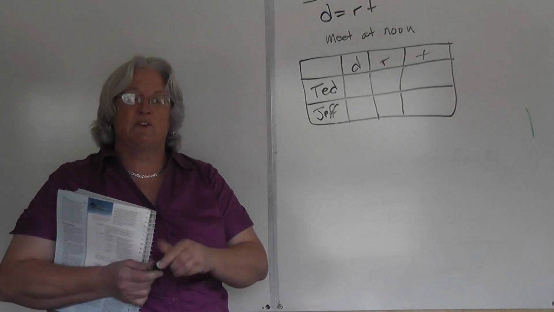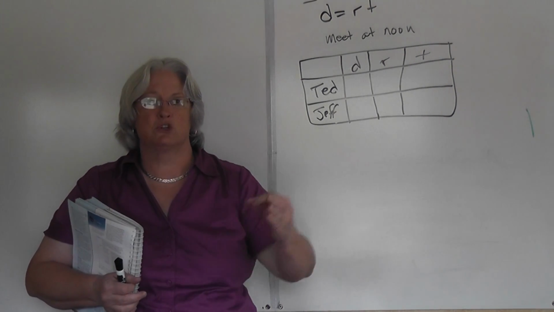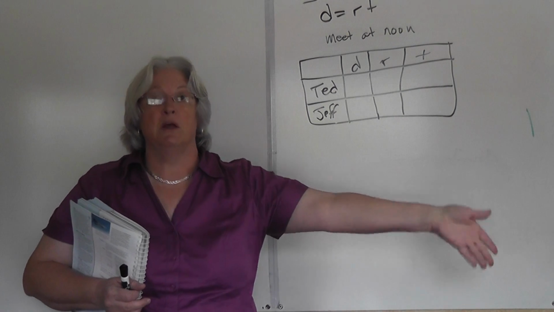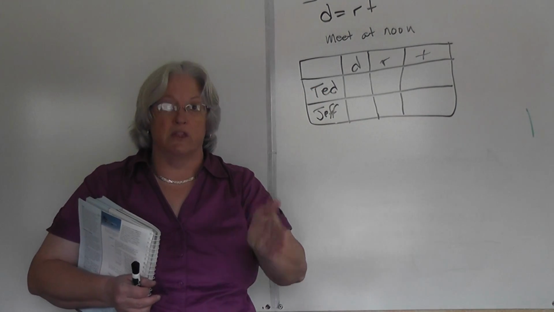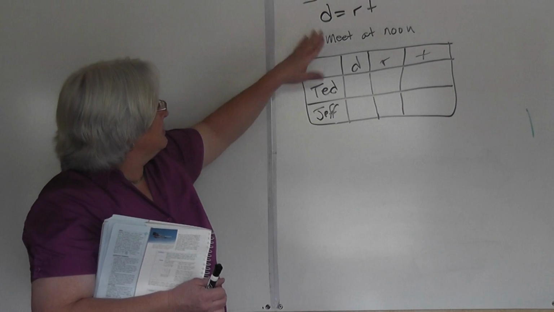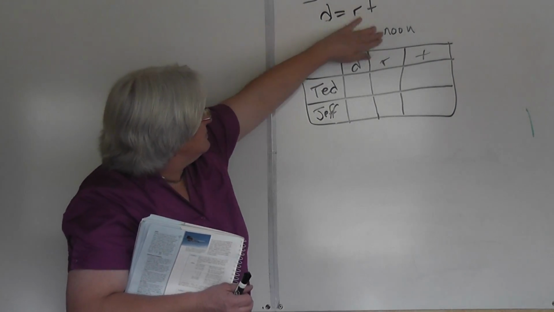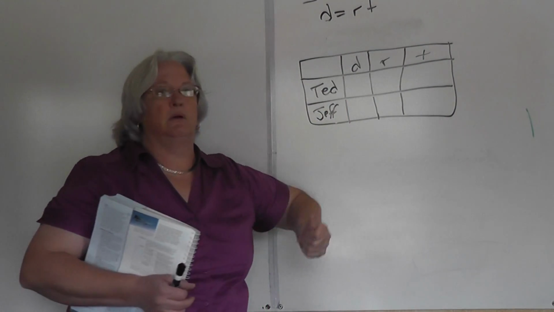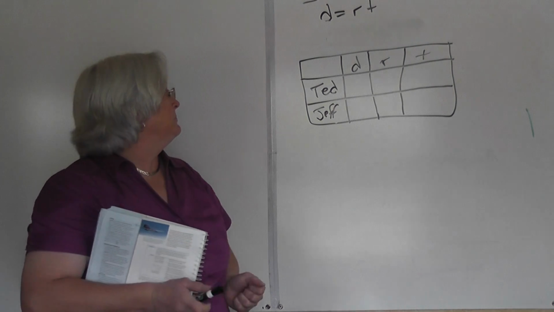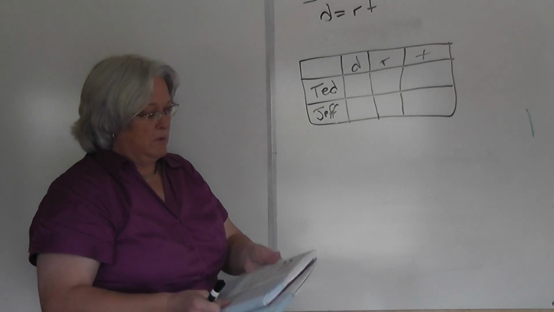Because with these variables, you have to be able to find the solution for one part of the problem in terms of the other part of the problem. So they're going to meet at noon. So what's that mean? That means they both get there on time. Okay, now let's see what we have.